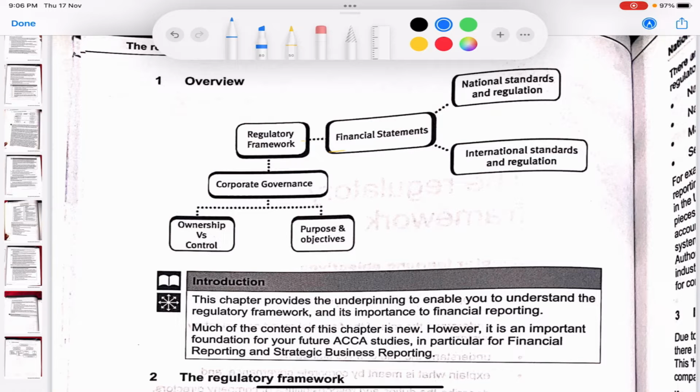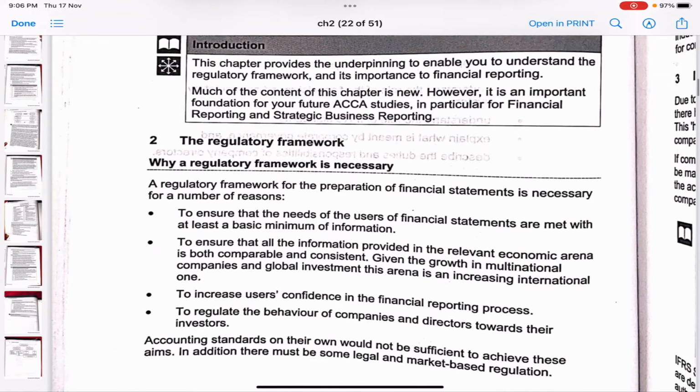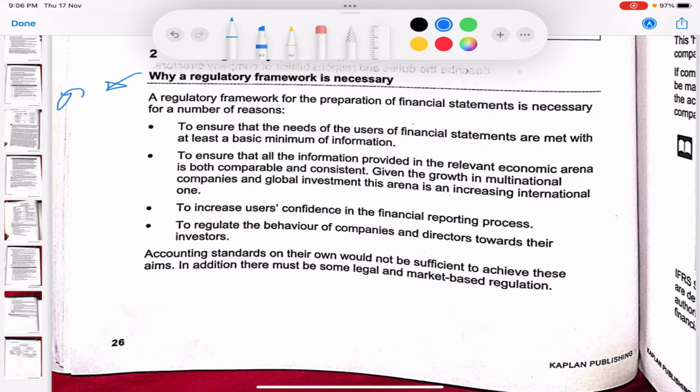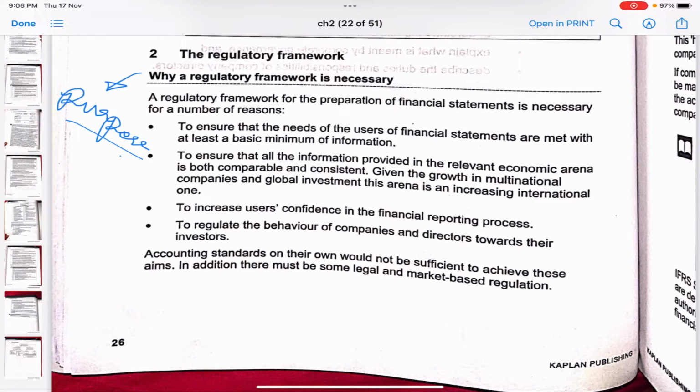Moving on, we'll be studying corporate governance. We know what corporate governance is. Now, the regulatory framework: why do we really need a regulatory framework? What is its purpose? A regulatory framework for the preparation of financial statements is necessary for a number of reasons: to ensure that the needs of the users of financial statements are met with at least a basic minimum of information.